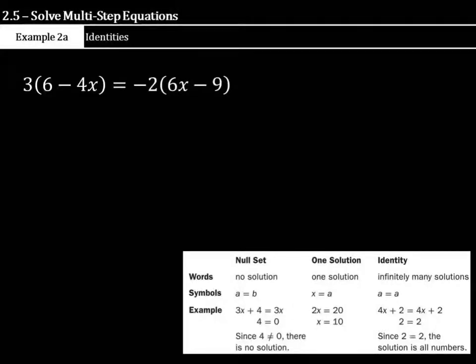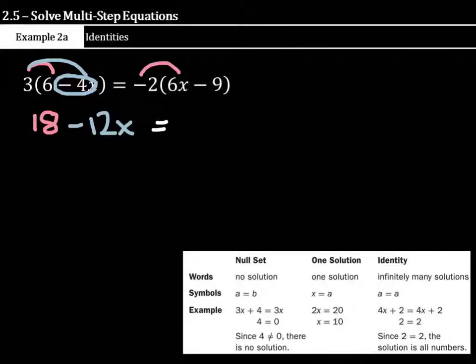This is an example of an identity where you have infinitely many solutions. So let's go ahead and distribute in order to solve to see how this works out. We'll have our 3 times 6 and our 3 times negative 4x. So our 3 times 6 is 18. And then we have 3 times, pay attention to that negative 4x, is a negative 12x. And that's going to equal negative 2 times 6 is a negative 12x. And negative 2 times negative 9 is a positive 18.